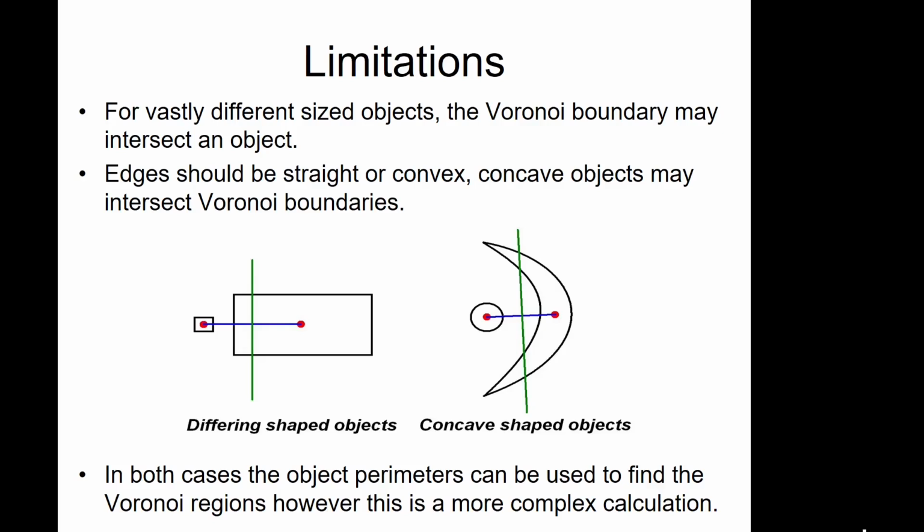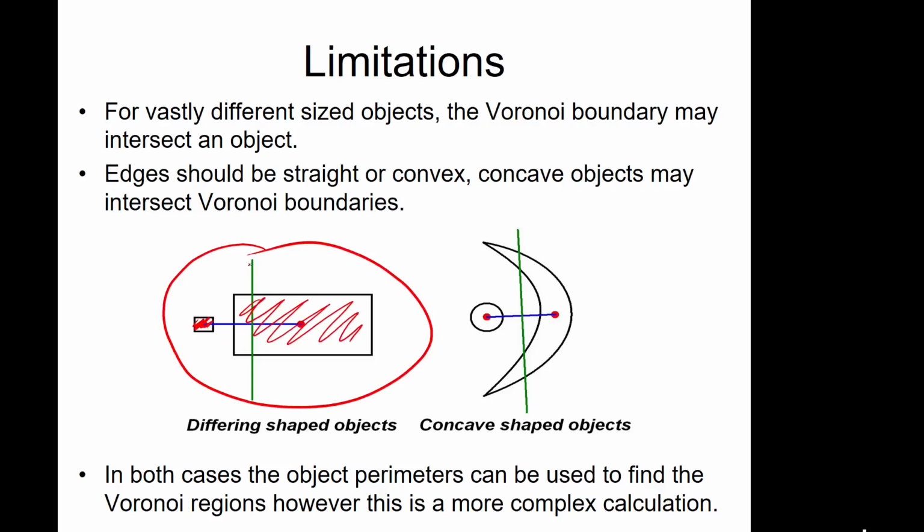There are limitations. In that example, every object was roughly the same size. So you can imagine if objects are different sizes. In this case, we've got a small object and a large object. If we use the algorithm directly, you would actually collide into an object. In this example, we've got a very concave shape to the object. So again, we'll crash into the object.